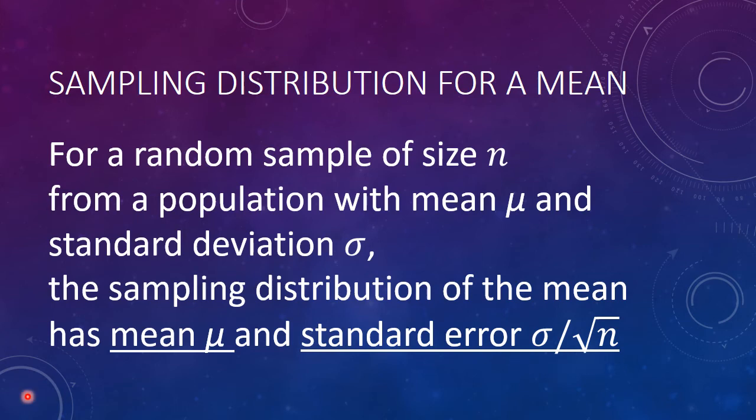So the sampling distribution for the mean has the same mean as the population mean, but it has less variability. Instead of having a standard deviation sigma like in the population, the standard error for the sampling distribution is sigma divided by the square root of n. Let's look at an example.